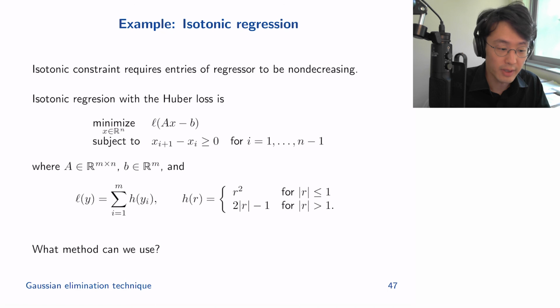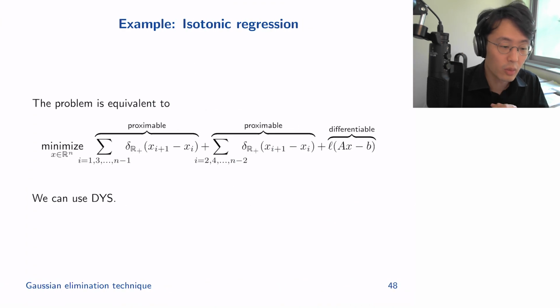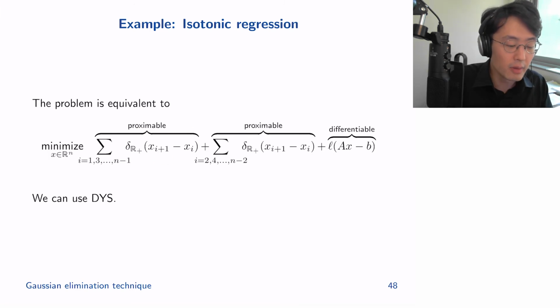Well, what splitting method can we use? So here's a nice trick. What we will do is we will split the isotonic constraint into two separate proximable terms. So this is part of the isotonic constraint moved into part of the objective using the indicator function. But this is just part, because we're not enforcing this constraint for all indices i, but rather the odd indices. So this is the sum over i equals 1, 3, 5, 7, and so on. Then we have essentially the same type of function, but now the summation indices are different: 2, 4, up to n minus 2. Together, if we combine these summation indices, that constitutes the entire isotonic constraint.